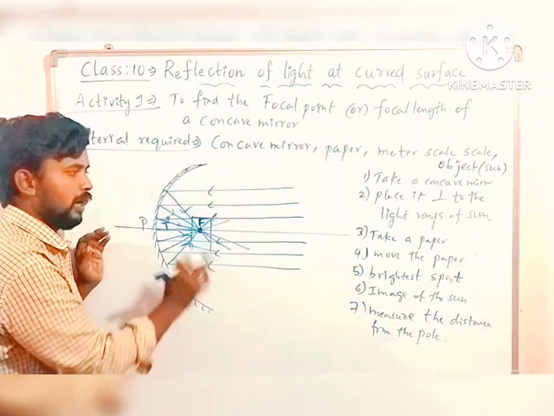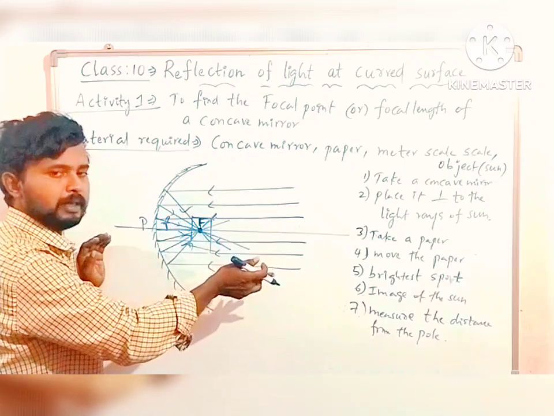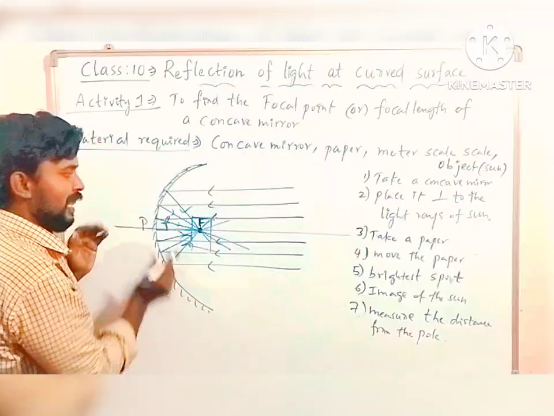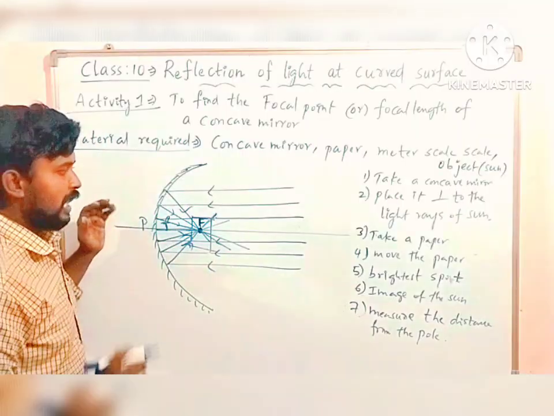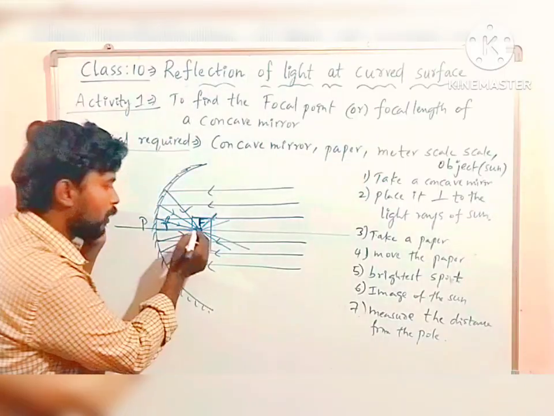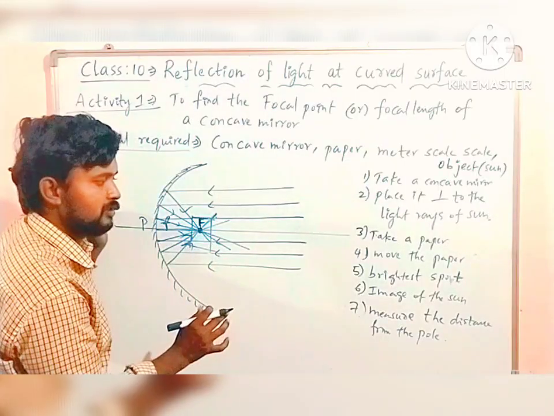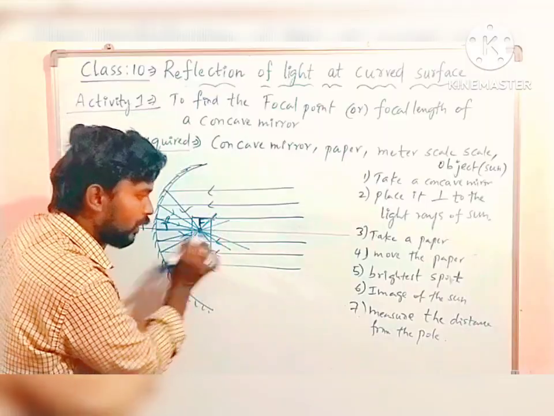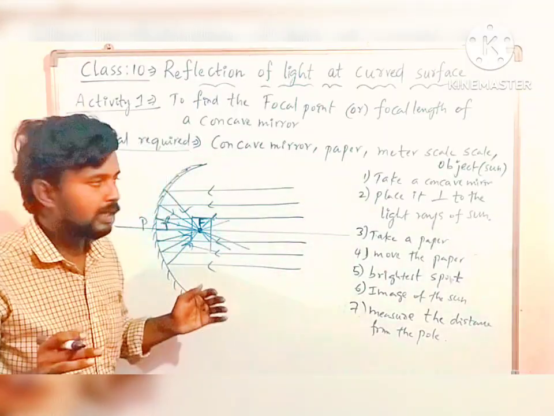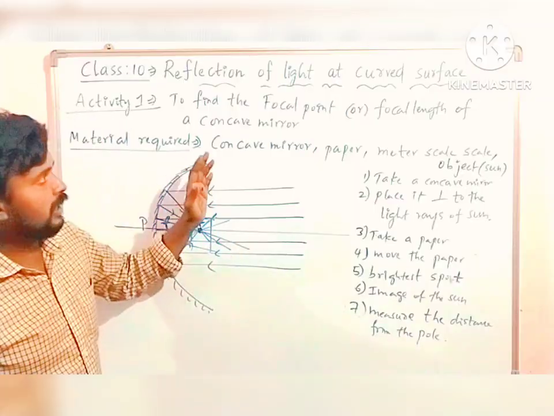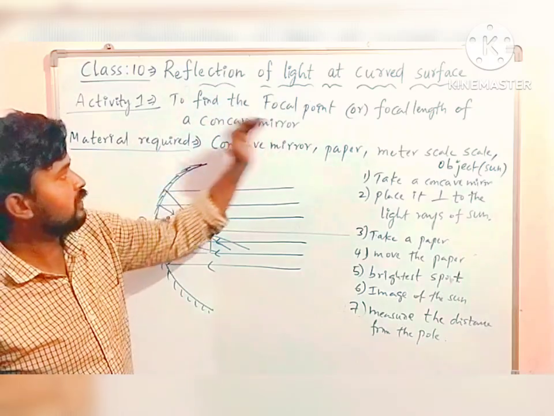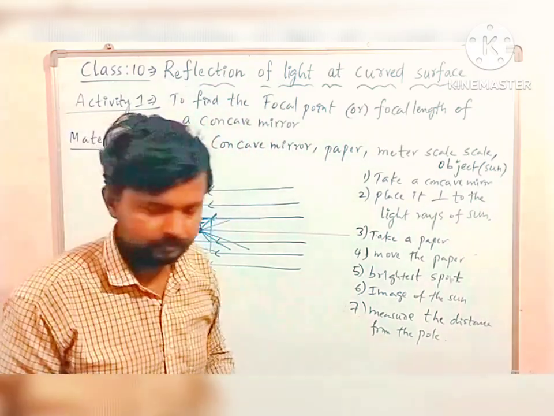How can we understand this using ray diagrams? When a parallel beam of light rays falls on a concave mirror, after reflection they converge at one point. This point is called the principal focus, or the focal point, or the image of the sun. This is the activity to find the focal length of a concave mirror.